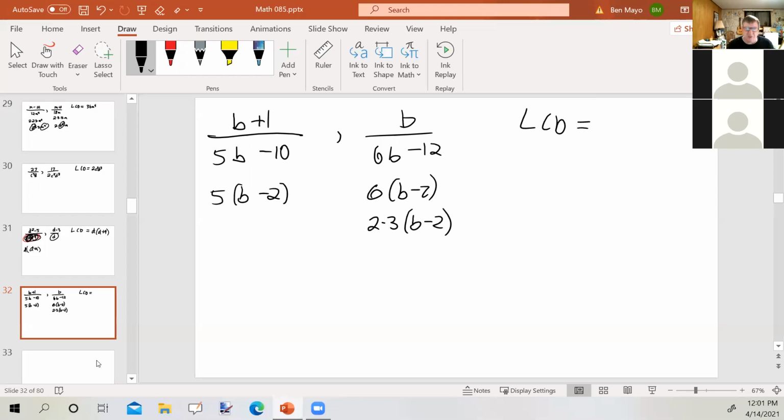So my different factors, I've got 2, 3, 5, and b minus 2, and I've got just one of each. So my LCD is 2 times 3 times 5 times b minus 2, which is 30 times b minus 2. What they tend to do is multiply the little stuff together like the 30, but they leave the b minus 2. If you wrote 30b minus 60, that's also correct. But anyway, you okay with this? Yes. All right.